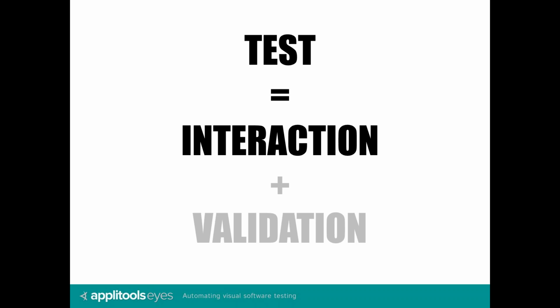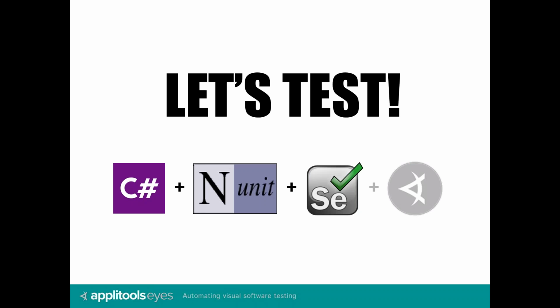So we all know that every test consists of two parts. You have the interaction part that actually interacts with the application and provides inputs just like a user would. And then you have the validation part where you actually read the output the application produces and verify that it is as expected. So we are now going to start and implement just the interaction part of a test, and we'll add the validation later on.